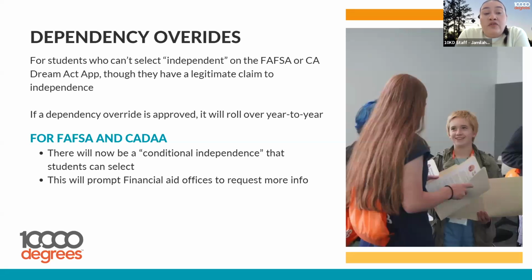So for dependency overrides, this is for students who can't select independent on the FAFSA or the California Dream Act application, but they have a legitimate claim to independence. And if a dependency override is granted, it'll roll over from year to year. For the FAFSA and CADAA, there will now be a conditional independence option that students can select, and this will prompt the financial aid office to request more info.